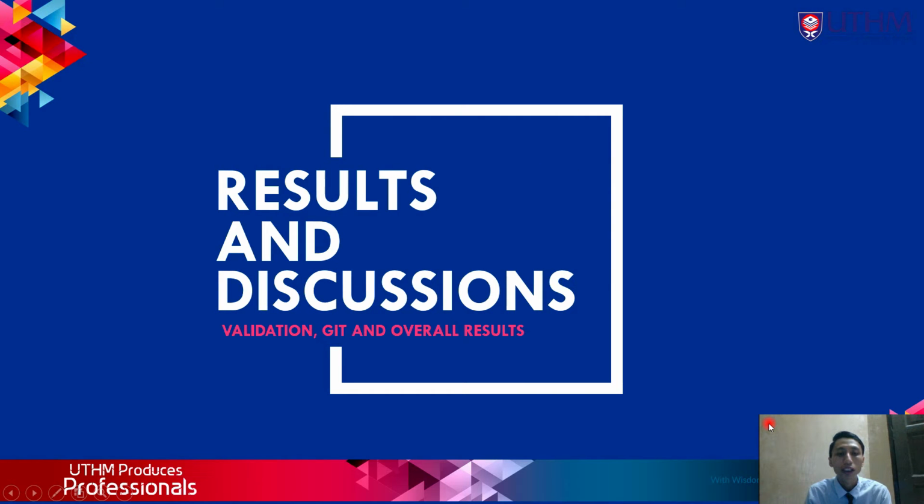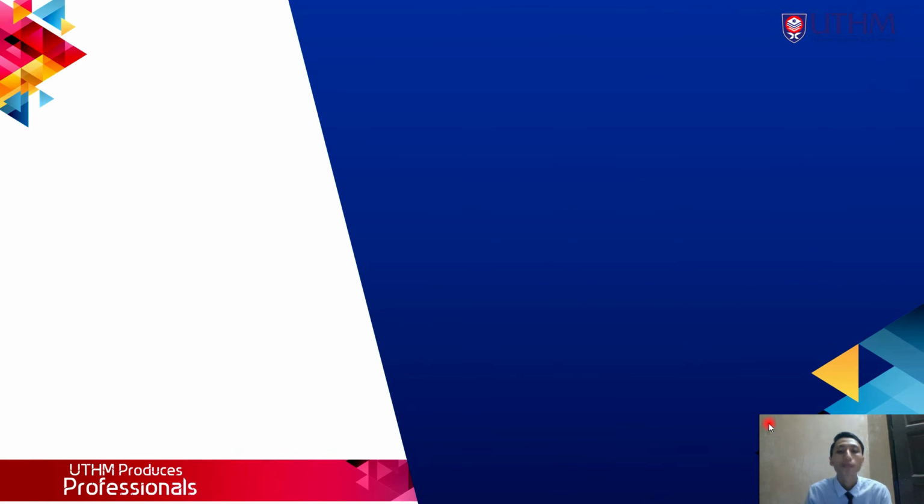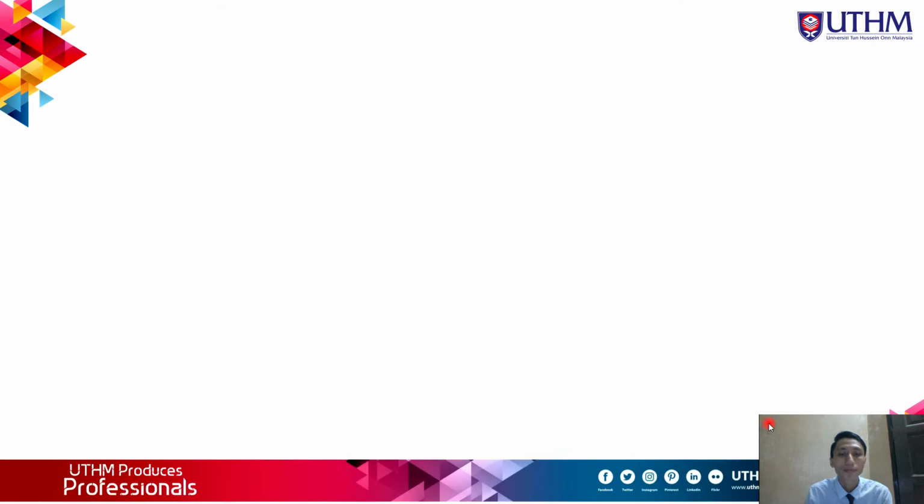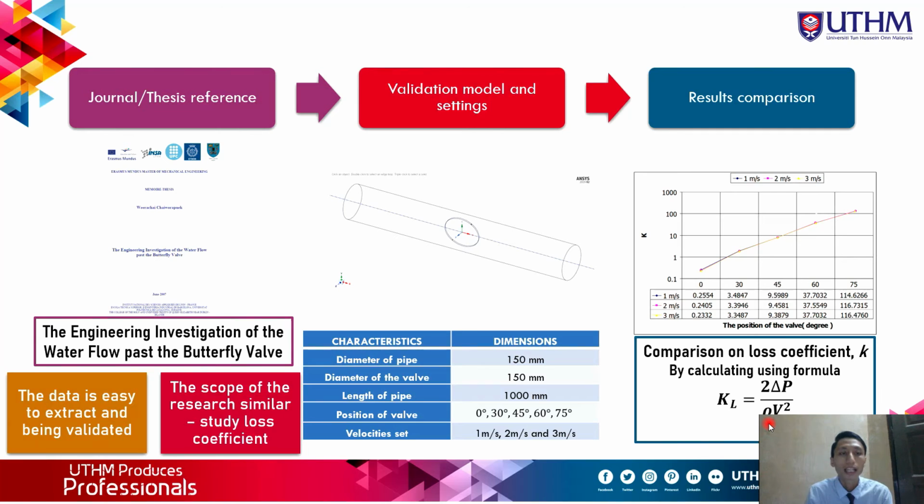Okay, now we go to the results and discussion for validation, grid independence test, and the overall simulation results. For the model validation, there are 3 steps, which start from the journal reference. We take a journal from Virachai Chaipravu, entitled The Engineering Investigation of the Water Flow Past the Butterfly Valve.